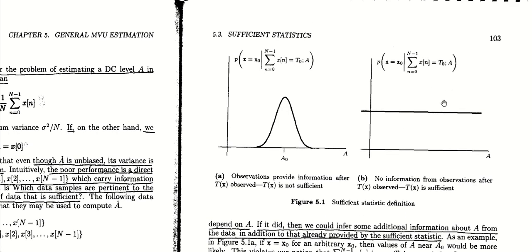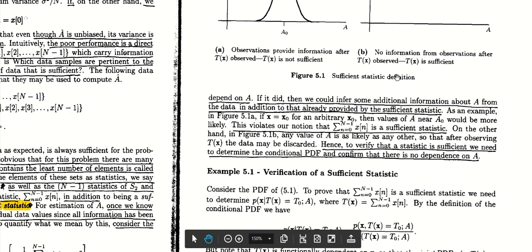Then the other case: while T0 is given, the PDF is completely described and it doesn't depend on A. Therefore, no additional information can be provided after T0 is provided. Therefore, this T of X is sufficient. So that's the meaning of sufficient statistic.